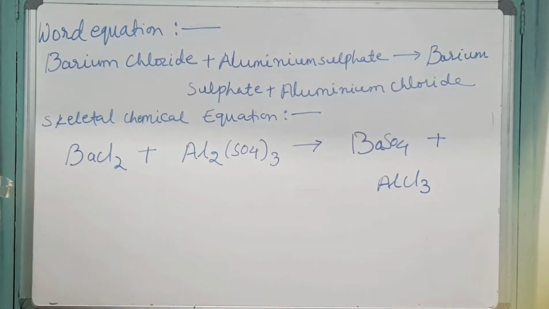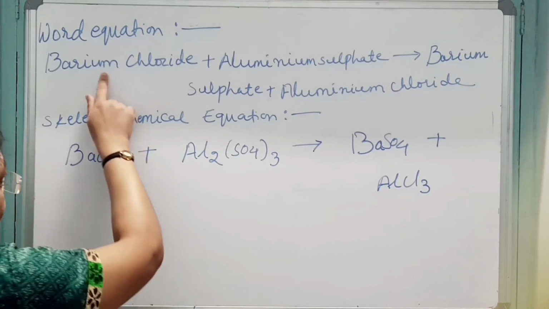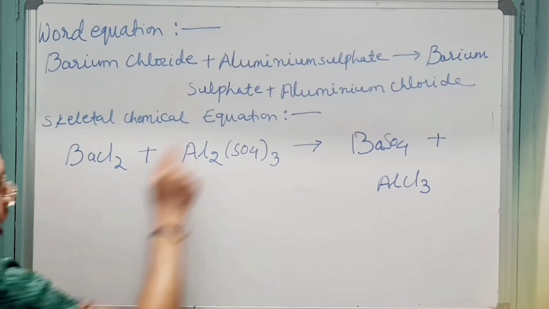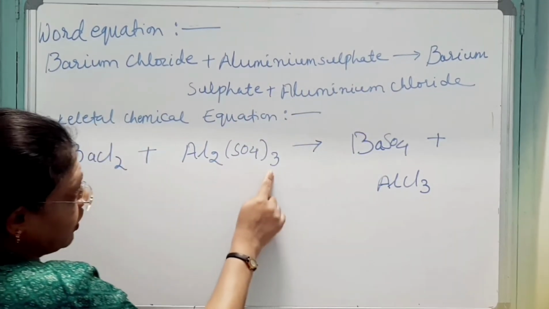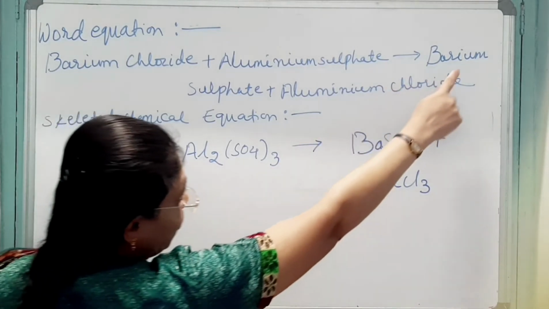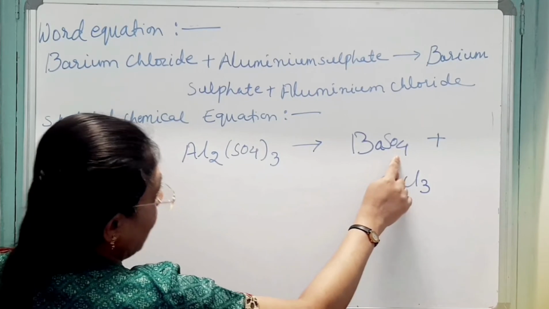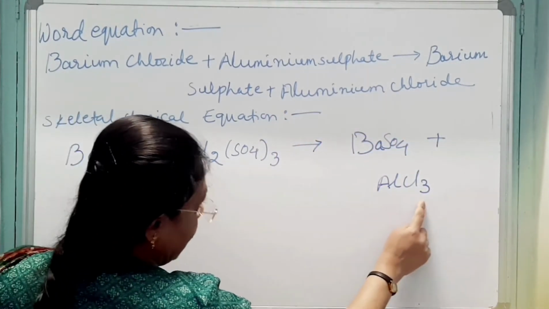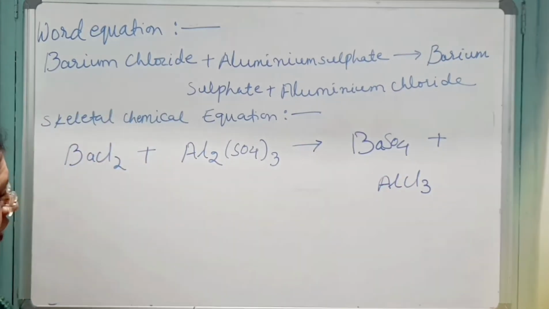So first, we will write a skeletal chemical equation. Barium chloride, the formula is BaCl2. Aluminium sulfate, Al2(SO4)3, gives rise to barium sulfate, BaSO4, plus aluminium chloride, AlCl3. So this is a skeletal chemical equation.